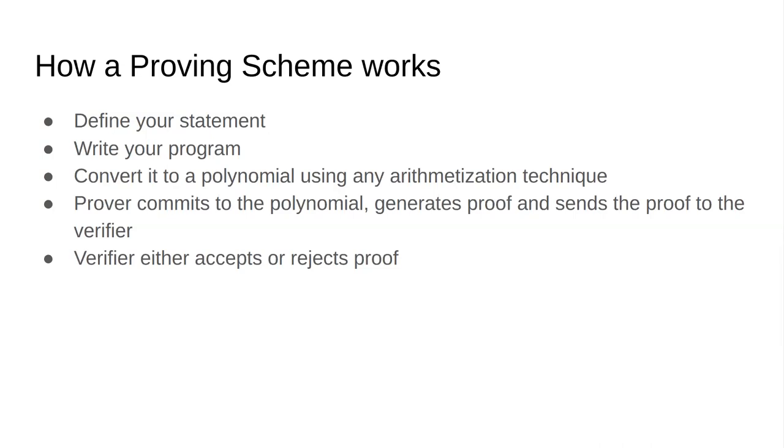So we define your statement, you write your program. Your statement can be, I know the private key of a certain Ethereum account, and then you have to write a program that can verify the statement, maybe a program that verifies a digital signature. Then you convert that program into a polynomial using any arithmetization technique. For arithmetization techniques, we have Rank-1 constraints (R1CS), we have Plonkish arithmetization, and we have algebraic intermediate representation. You can use any of them to convert your program into a polynomial.